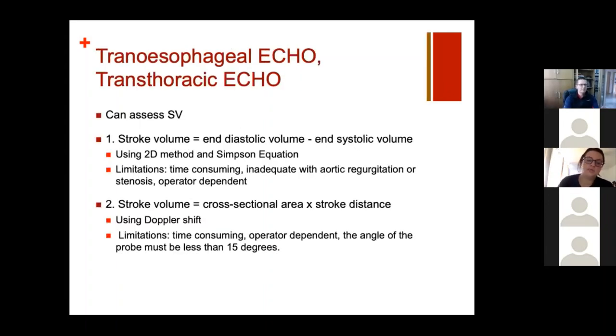Going a bit further, this is really one slide just to let you know that we can measure stroke volumes and then calculate cardiac output from it using transesophageal or transthoracic echo. Very similar, both methods, similar ways apply. One is we can use 2D mode and the Simpson equation, which shows you the left ventricle, and we can calculate the area and convert it into the stroke volume. And the second is we can use the Doppler shift effect as we use it for the esophageal Doppler monitoring, and from that we can calculate the stroke volume and subsequently cardiac output using the cross-section area and the stroke distance equation.